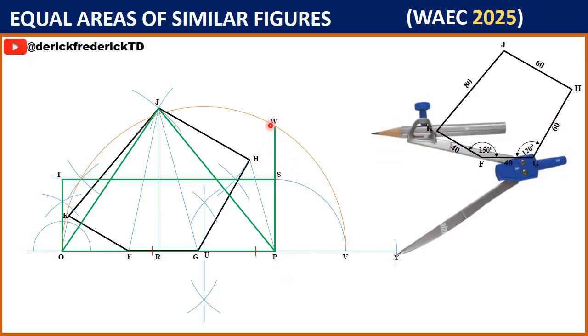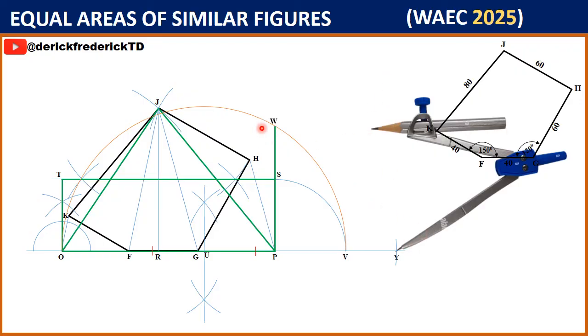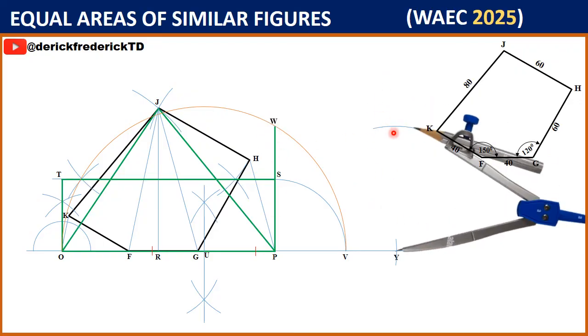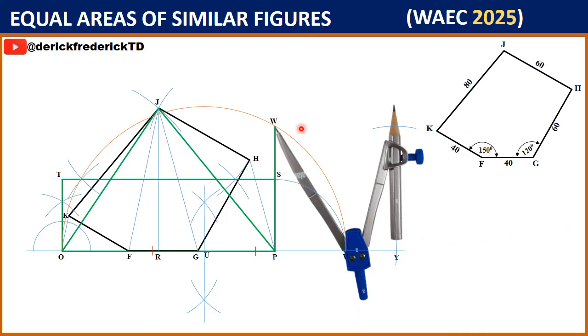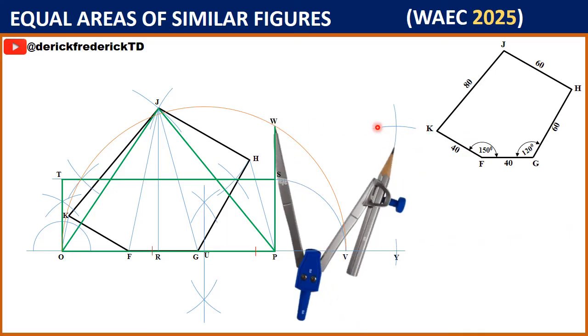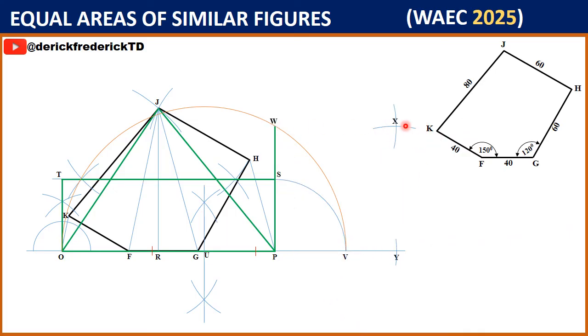Now with that same radius of PW, needle at Y and draw an arc in this manner. With the same radius, needle at W, cut this arc and call this point X. Now connect W to X and connect X to Y. Then also connect P to Y with thick lines, and that gives you the required square. So this is the square you've been asked to draw.